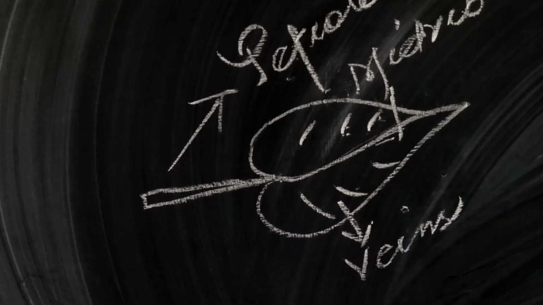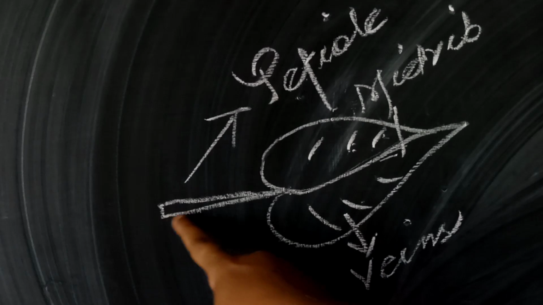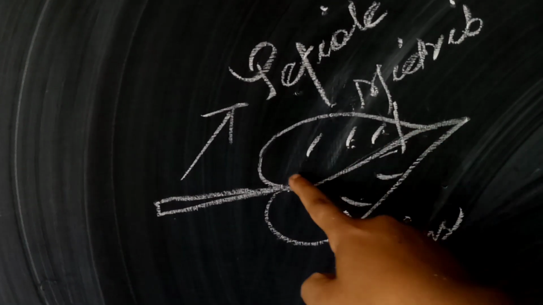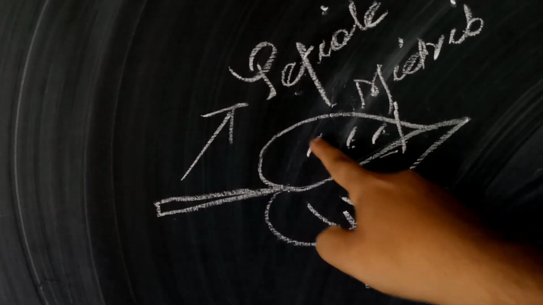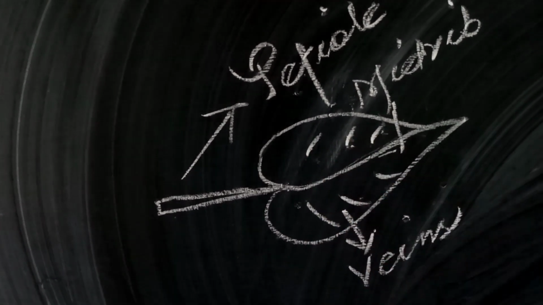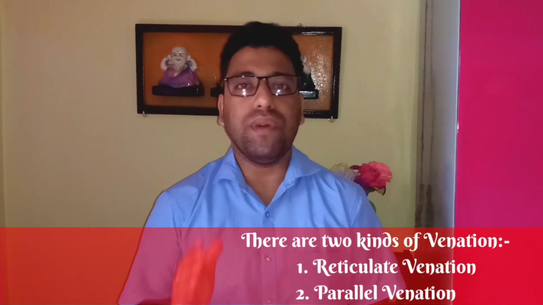These are the following things which we can get in a leaf. At the top we can see petiole. In the middle there is a line, that line is known as midrib. And there are some small lines surrounding the midrib, which are known as veins. So especially there are two kinds of venation. One is reticulate venation and the other one is parallel venation.